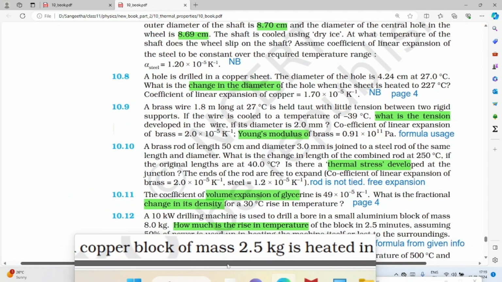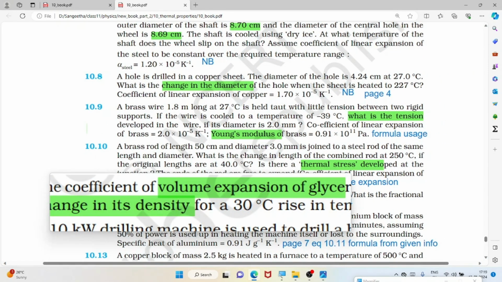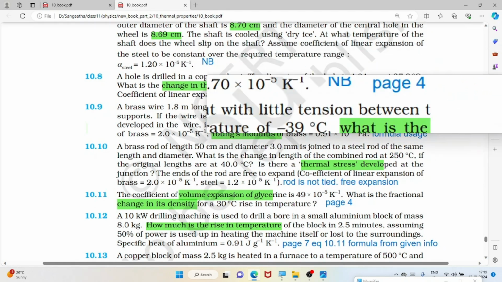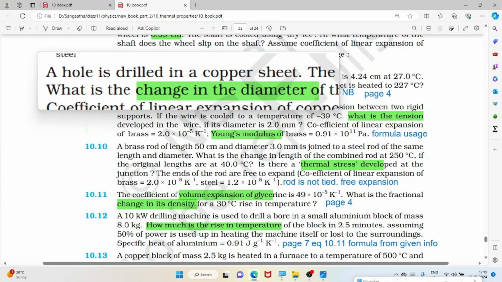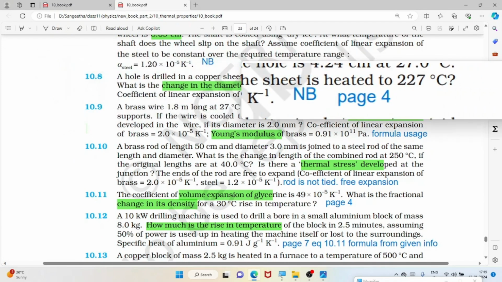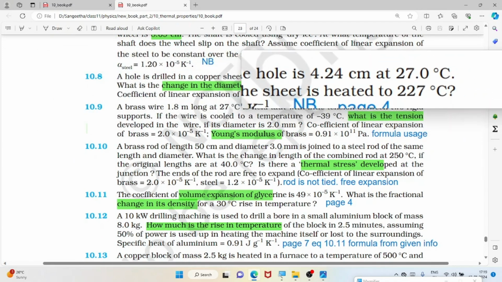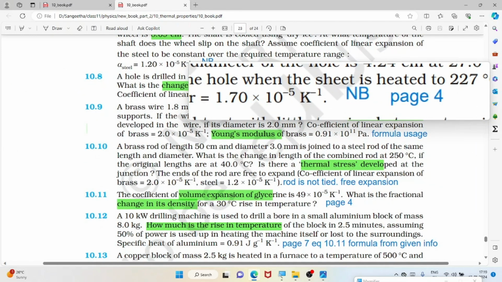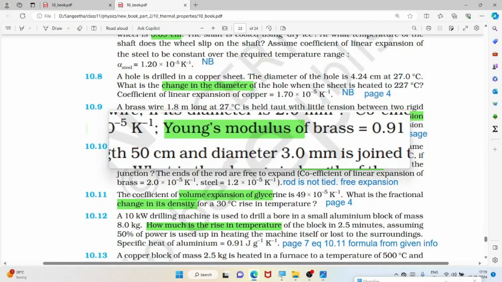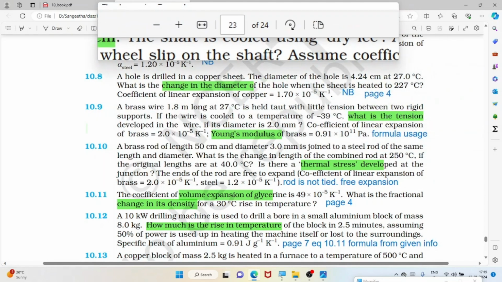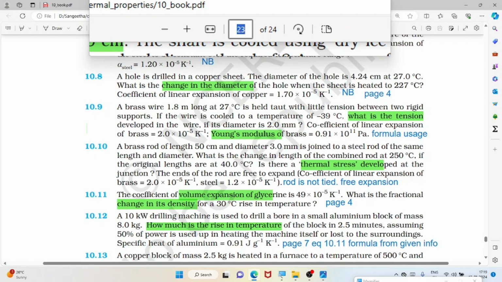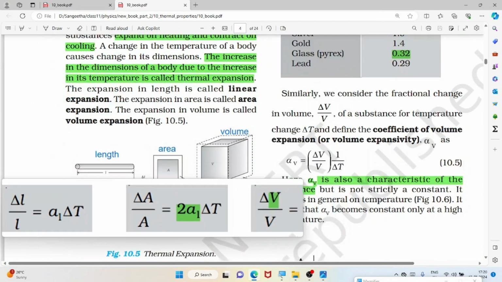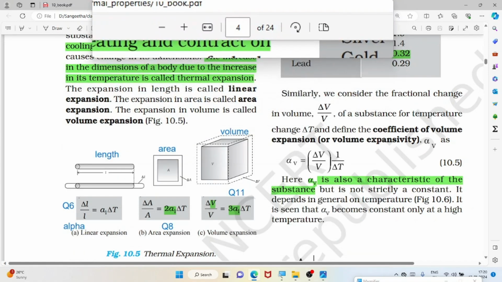A hole is drilled in a copper sheet. The diameter of the hole is 4.24 centimeter at 27 degrees. What is the change in the diameter of the hole when the sheet is heated? Okay, when you raise the temperature, the hole will expand. Coefficient of linear expansion, page 4. Again, page 4, I already showed you the linear expansion, area expansion, and volume expansion.